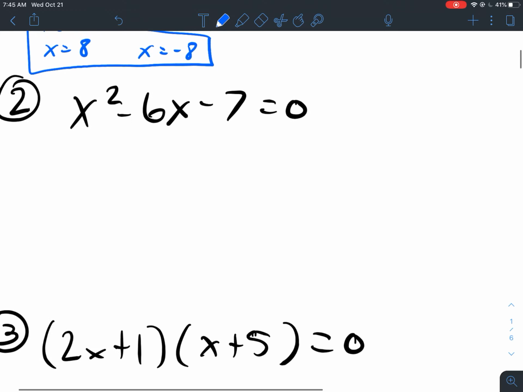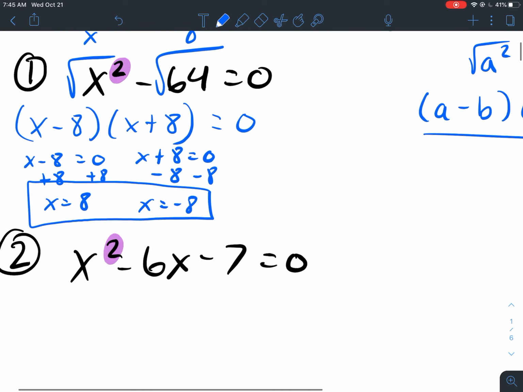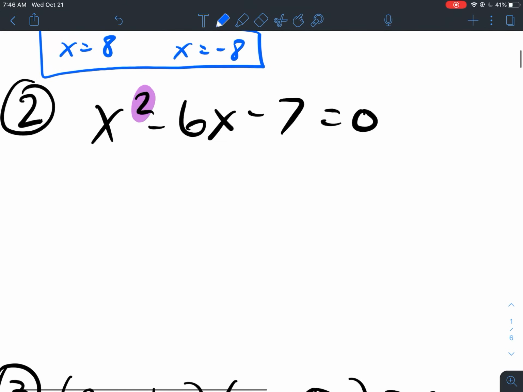Next one. I want us to solve this. Now again, this is a quadratic. I probably should have pointed that out with number 1 as well. These are all quadratics. I know it's a quadratic because the highest power is x squared. There are different ways to solve quadratics, but the easiest way, if you're able to, is to just factor and set it equal to 0. So that's the same thing we're going to do here. We're going to factor this bad boy.